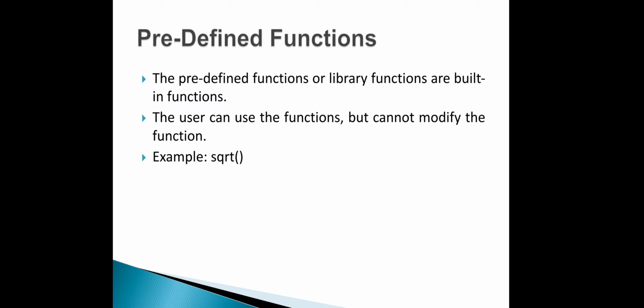These functions are defined in the library of the C compiler, which are used frequently in the C program. C supports many built-in functions like mathematical functions, string manipulation functions, input and output functions. For example, square root, see this slide, square root is a predefined function. If you want to compute the square root of a particular value, we can just use this function to get the desired output. Here no need to write lengthy code to compute those outputs.